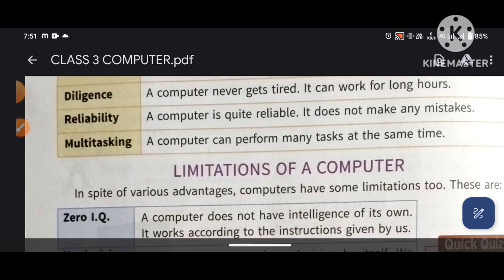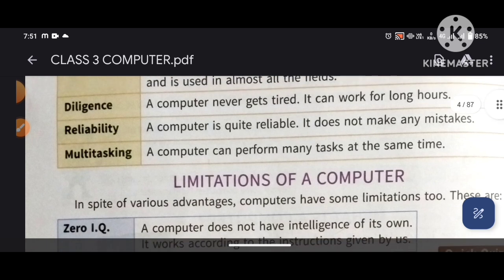It does not make any mistake because it is a machine, we know very well. So the next property is multitasking. Multitasking means a computer can perform many tasks at the same time, a number of tasks in a single time. So a computer can perform many tasks at the same time.